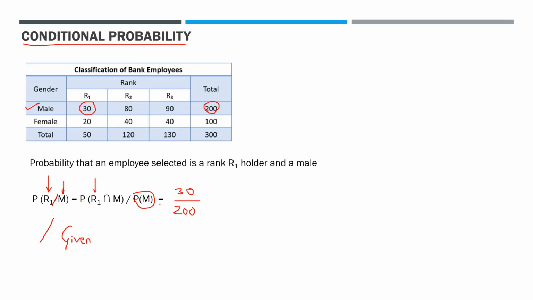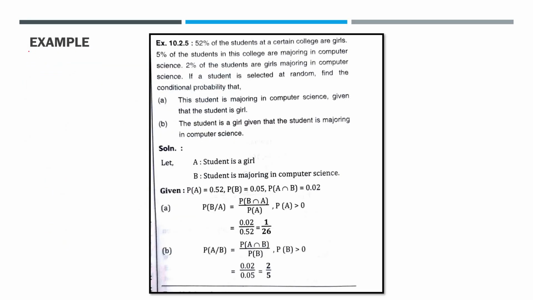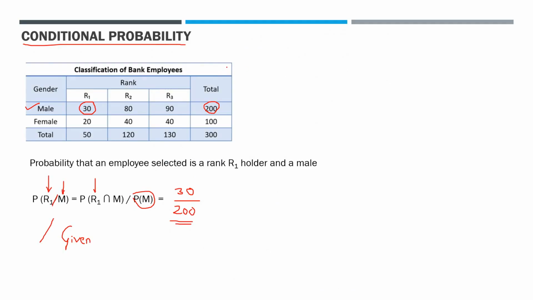So for that we have found that the male employees who are rank 1 holders are 30, and the total number of males is 200, which we have calculated here. So this is the probability of finding the conditional probability. For finding the conditional probability we can use this type of equation. Now let us take one example based on conditional probability.